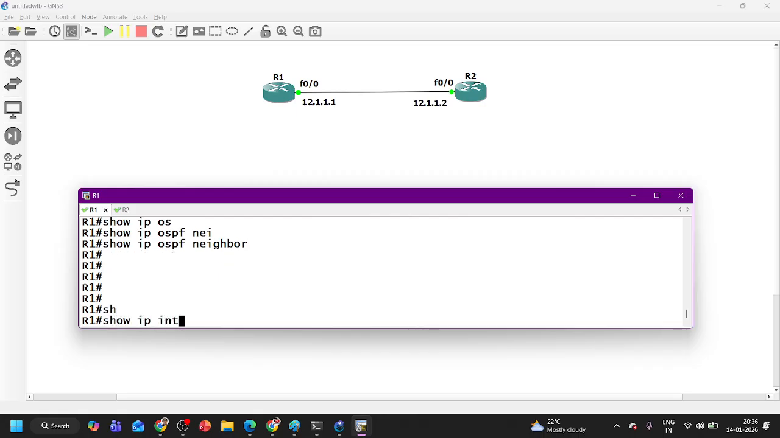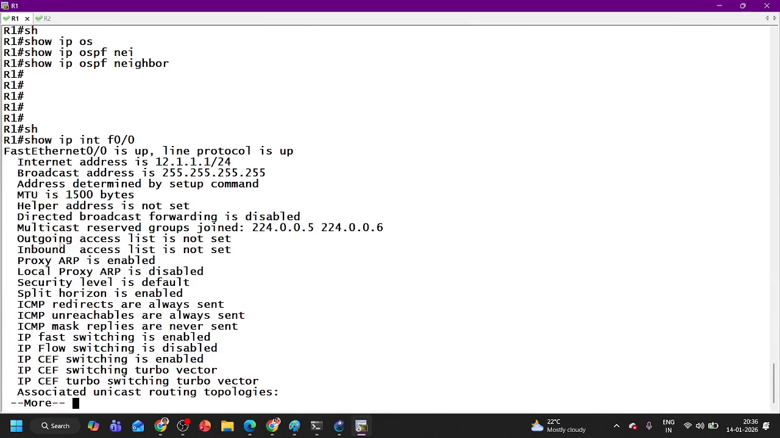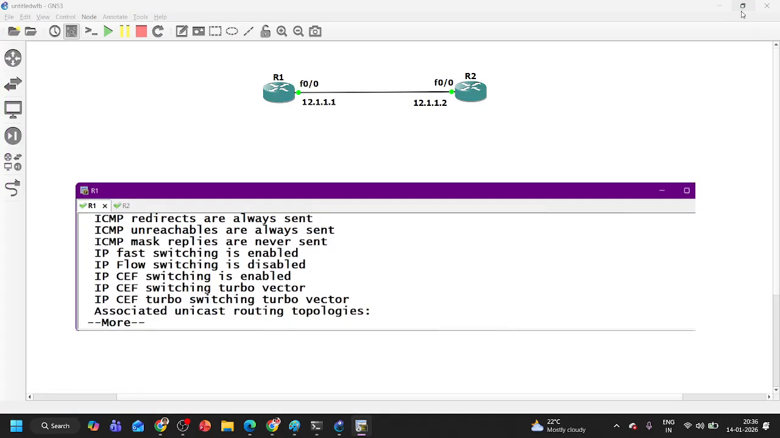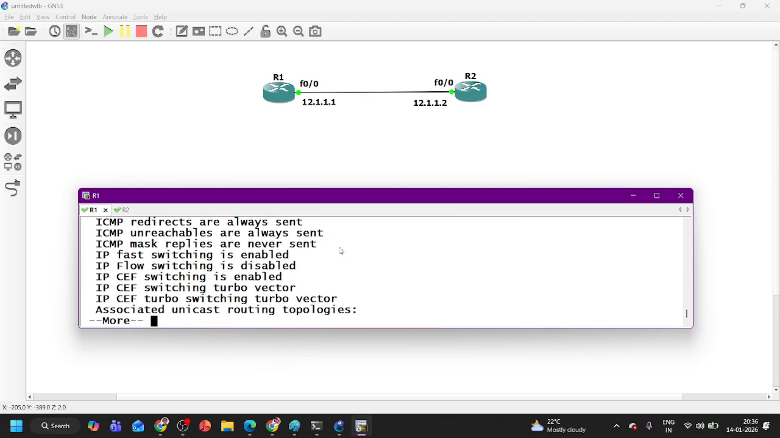So show IP interface FastEthernet 0/0. Now if you check this interface, you can see multicast reserved group joined 224.0.0.5 and 224.0.0.6. This router has joined both multicast groups, on interface F0/0 of R1.